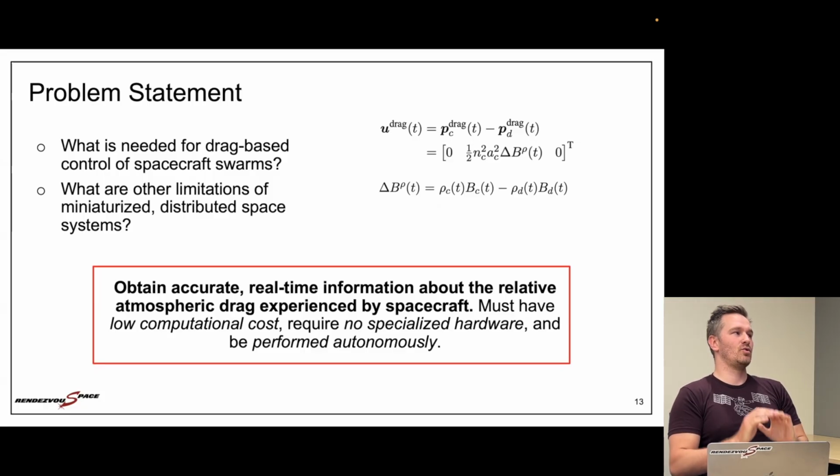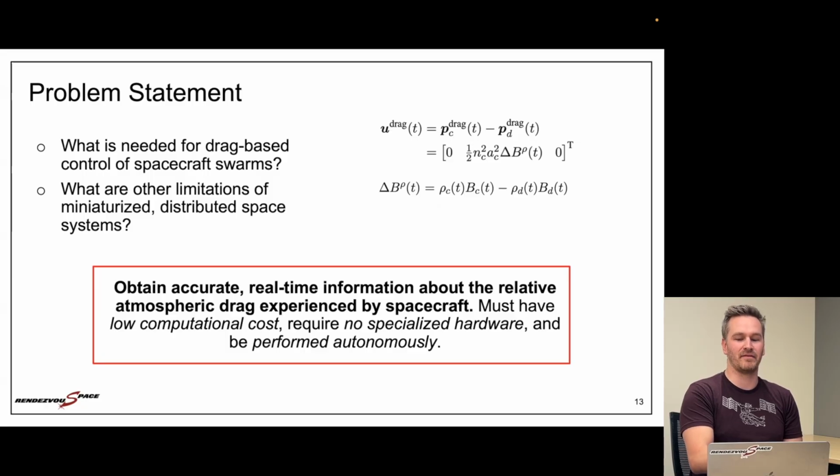And so from this, we formulate a concise problem statement, which is: obtain accurate real-time information about relative atmospheric drag experienced by spacecraft. It must have low computational cost, require no specialized hardware, and be performed autonomously.